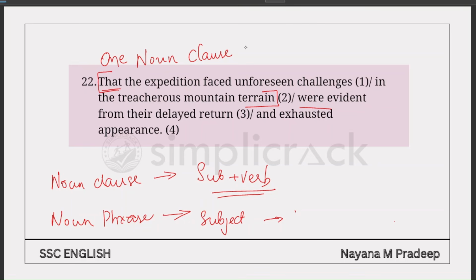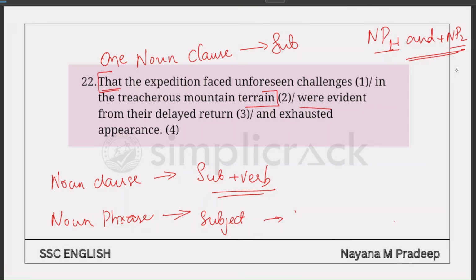When you have an entire noun clause that acts as a subject, then you have to consider it as a singular subject. Earlier, we studied noun phrase 1 plus and plus noun phrase 2. There we considered it as a compound plural subject, because here you have a singular subject, here you have a singular subject, and these two are joined together by the conjunction and.